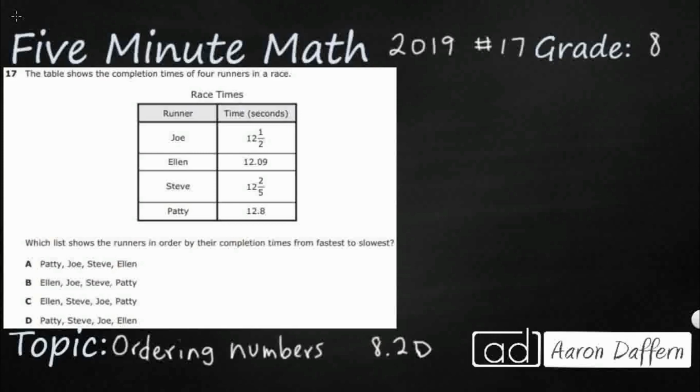Today we are looking at the 8th grade concept of ordering numbers. This is standard 8.2D in the great state of Texas, and we are using item number 17 off the 2019 released STAAR test. If you have not done so already, please go ahead and take a moment to pause the video, work this problem out on your own, unpause it, and we will look at our answers together.